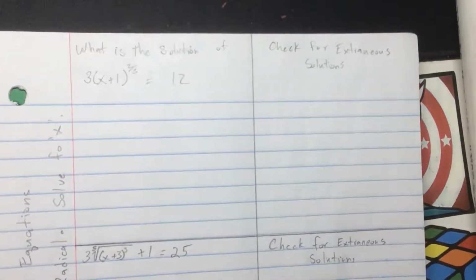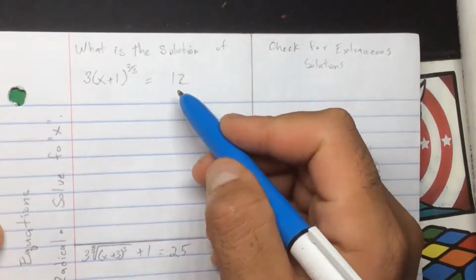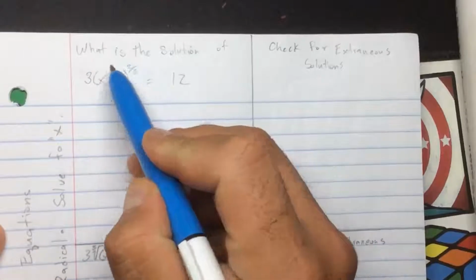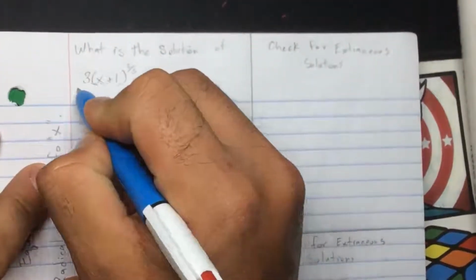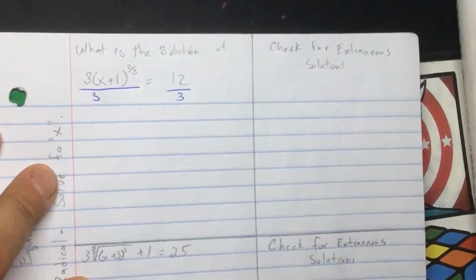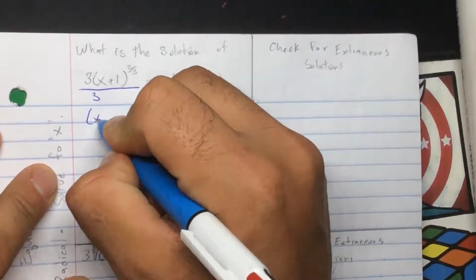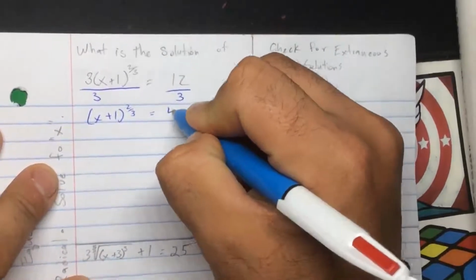Alright, so the first one we have here is: what is the solution of 3 times (x plus 1) raised to the 2/3 power equal to 12? First thing we're going to do is try to isolate this over here. So in order to do that, we're just going to go ahead and divide everything by 3. That's going to give us (x plus 1) to the 2/3 power equal to 4.